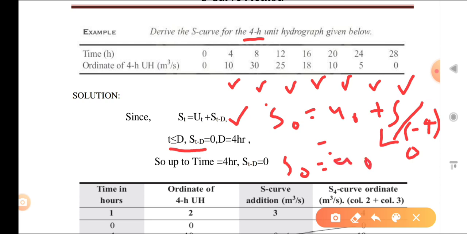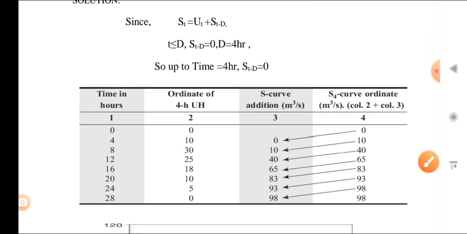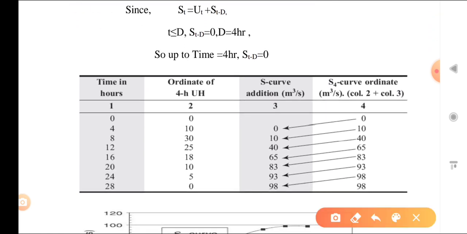Okay, so now next, what do we have to do? Now we have to check whether that S naught goes to the S curve addition. So you can see that up to time 4 hour, S(t minus D) is equal to 0. So S naught is equal to how much? U naught. So that 0 goes here. Now that 0 goes below that.